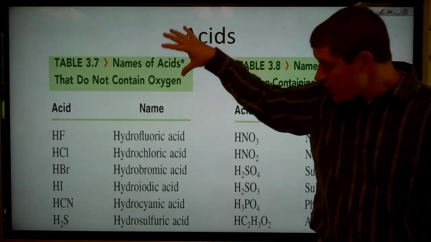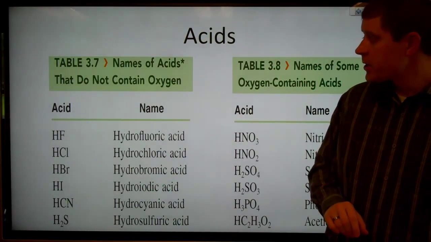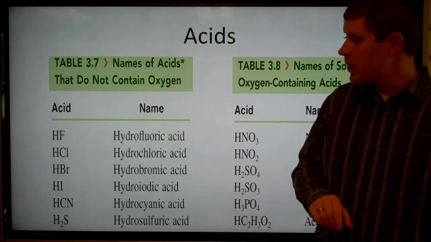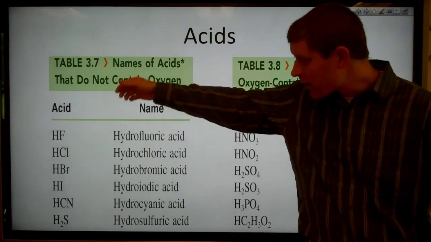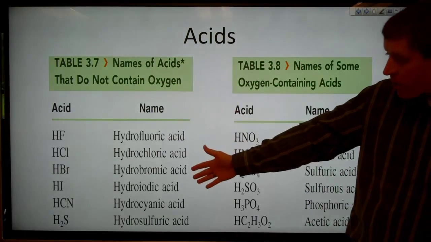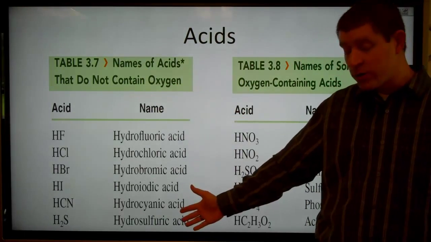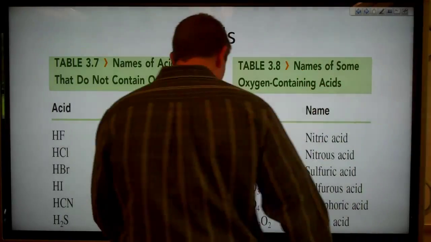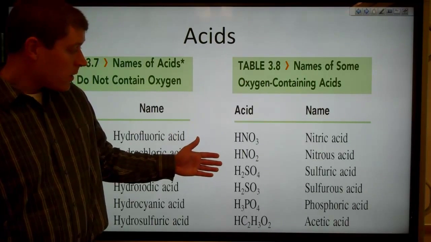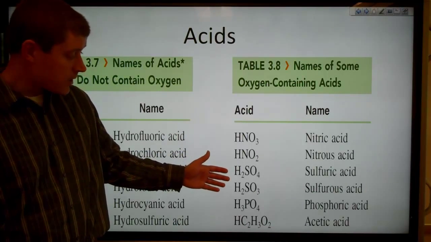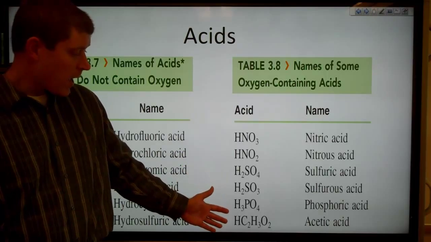So here we have the names of a few common acids that do not contain oxygen. Here we have the formulas and names of some of the common acids that do contain oxygen. So we have hydrofluoric acid, hydrochloric acid, hydrobromic acid, hydroiodic acid, hydrocyanic acid, hydrosulfuric acid. Over here we have nitric acid, nitrous acid, sulfuric acid, sulfurous acid, phosphoric acid, and acetic acid.